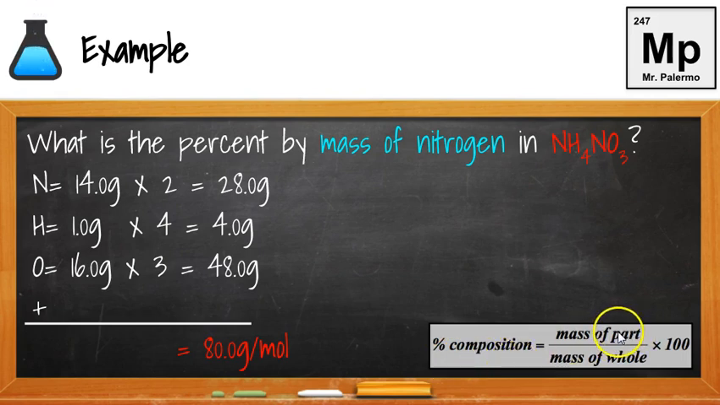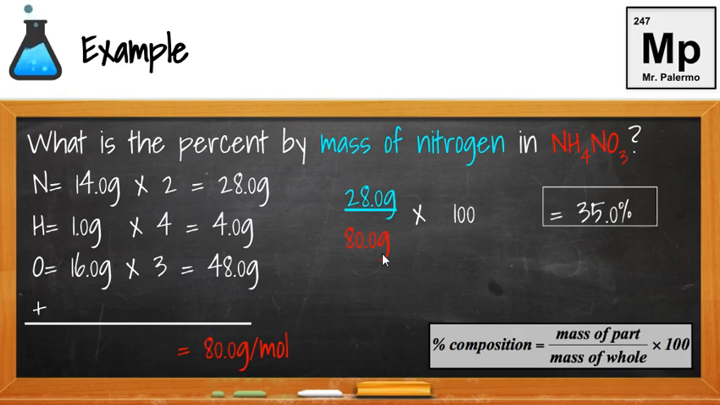We plug into our formula. The mass of the part is the nitrogen. Remember, there are 2 nitrogens, so it's not 14. It's going to be 28 grams. And then the mass of the whole thing, we just calculated out as 80.0 grams, times 100, and we get an answer of 35%. So the 2 nitrogens are 35% of the mass of this entire compound.